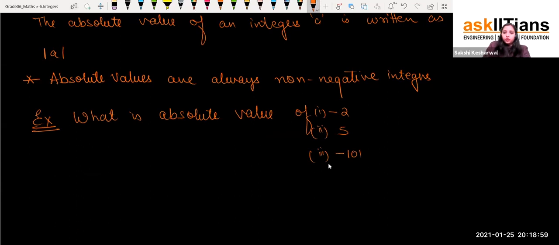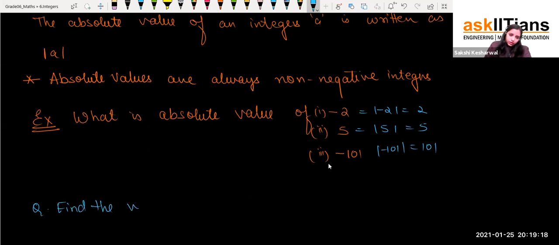So what will be your answer? Your answer will be written as: modulus of -2 is equal to 2. Modulus of 5 is equal to 5. Modulus of -101 is equal to 101. Right?